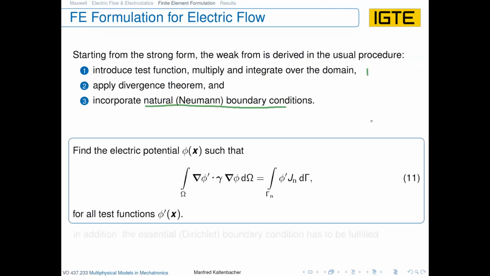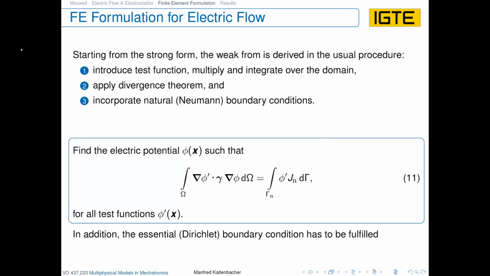Find the electric potential phi such that we solve this equation, where the Neumann boundary condition, via the normal component of the current density at the surface gamma n, is incorporated and gives the right hand side, and we have gamma as a material parameter. Importantly, due to this integration by parts, we have no spatial derivatives operating on the material parameter. So there are no constraints on the material parameter, and we can also consider problems with interfaces of two different materials where gamma is jumping. In addition, clearly the essential boundary condition has to be fulfilled.